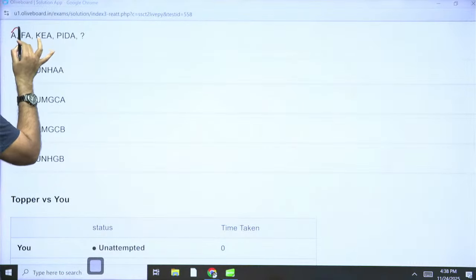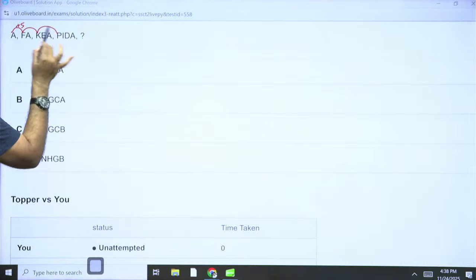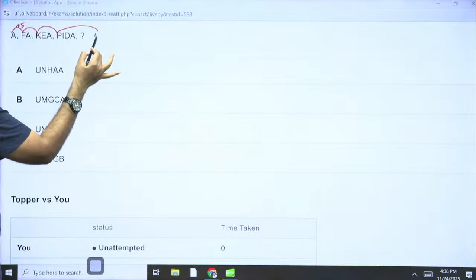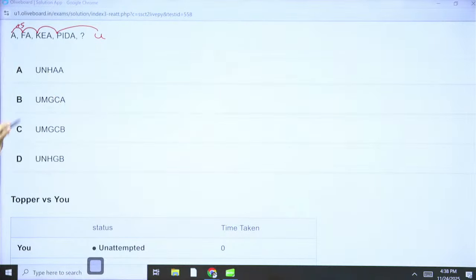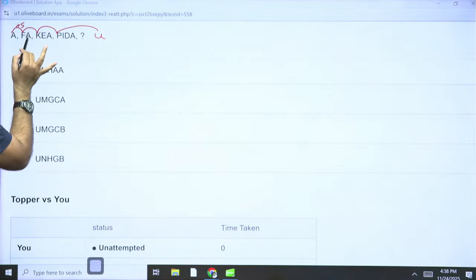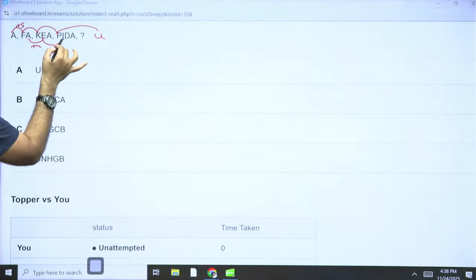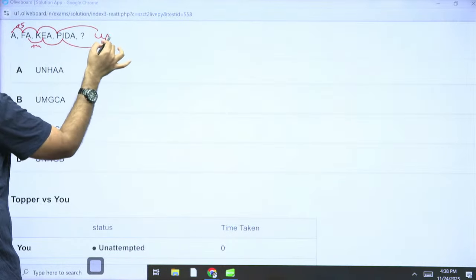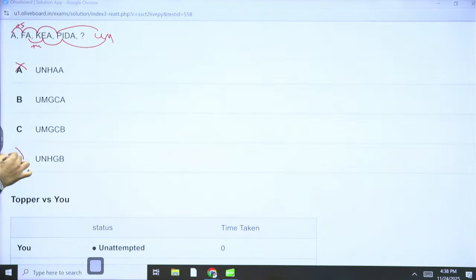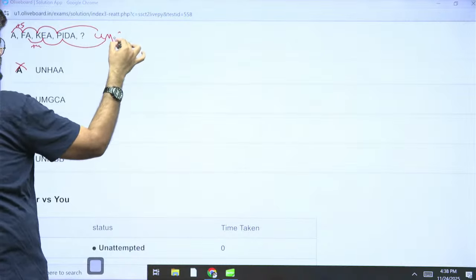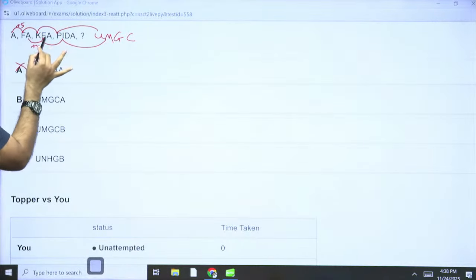So 1 plus 5, 6, 11, 16. Everything is increasing by 5. So we'll start with 21 now. Perfect. Now the next one is starting from here. 1, 5, that is plus 4. 5, 9 plus 4. 9 plus 4 is 13. So the second one will be M. Third is G, fourth is C. Don't waste time. The last one will be from here.